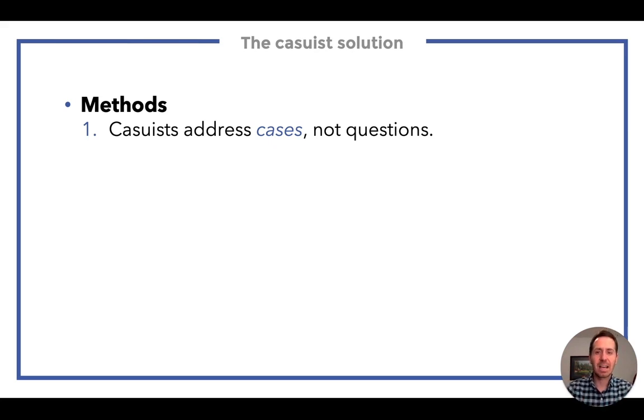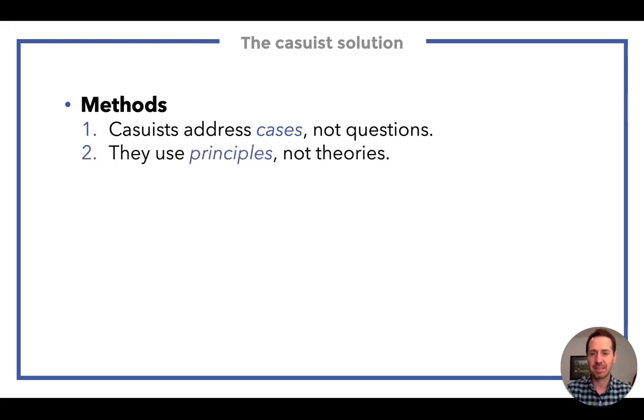So 1, casuists address cases, not questions. So we can't sort of answer this broad question, is lying permissible? Instead, we have to sort of, what we might say, descend into the particulars, right? That might be the Jesuit way of putting it. We've got to look at the details and look at the precise issues raised by the case.